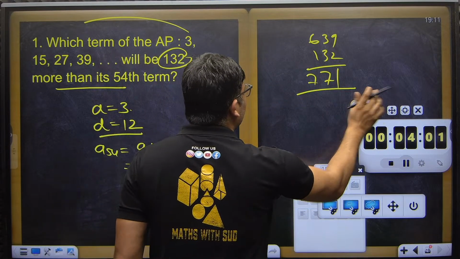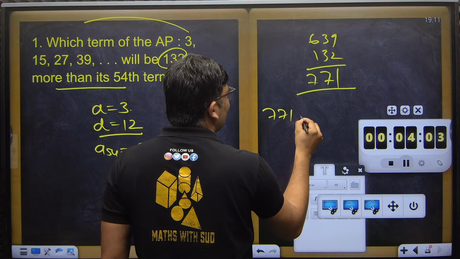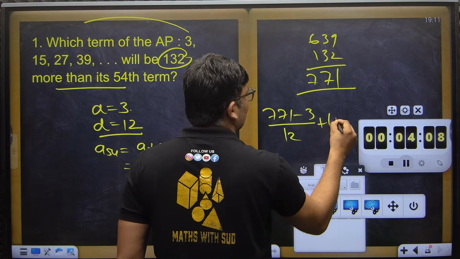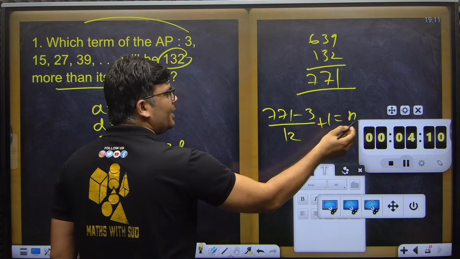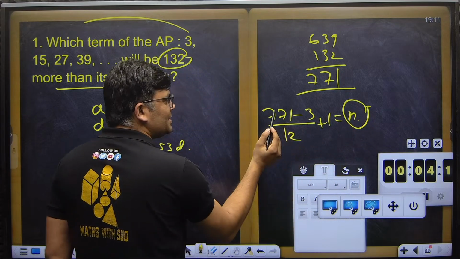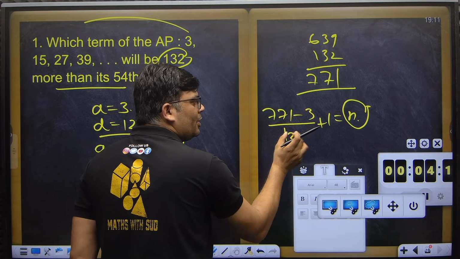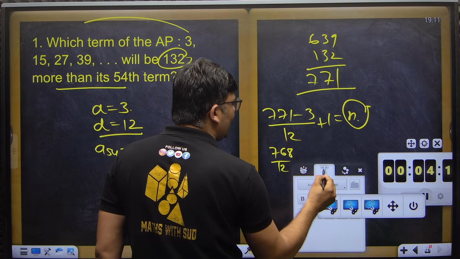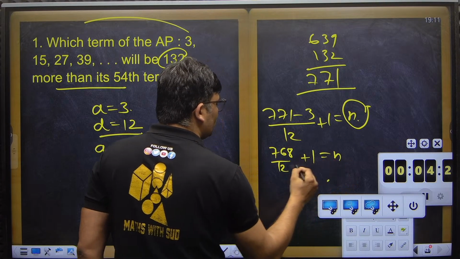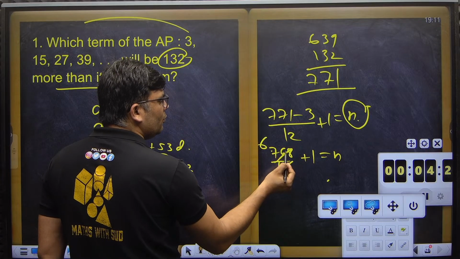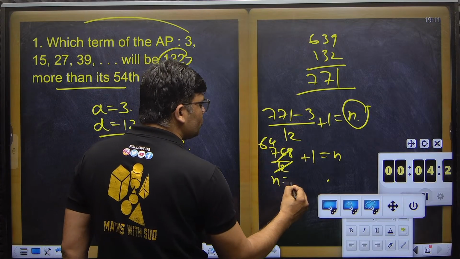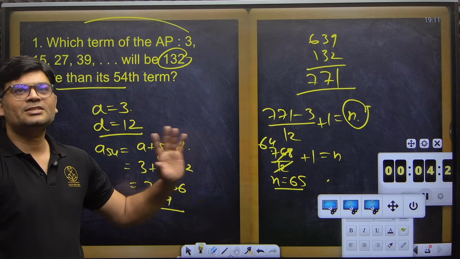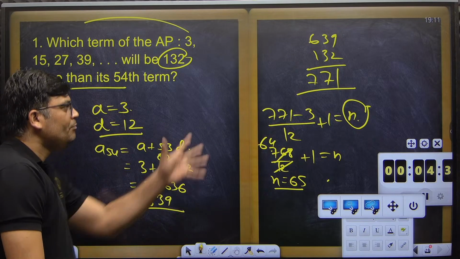Now we need to find which term is 771. So 771 minus 3 divided by d, which is 12, plus 1 is equal to n. Are you getting it? I applied the formula directly: an minus a upon d plus 1. So this is going to be 768 divided by 12 plus 1. So 12 into 6 is 72. Then 12 into 4 is 48. So n is going to be 65. N is coming as 65. Understood?